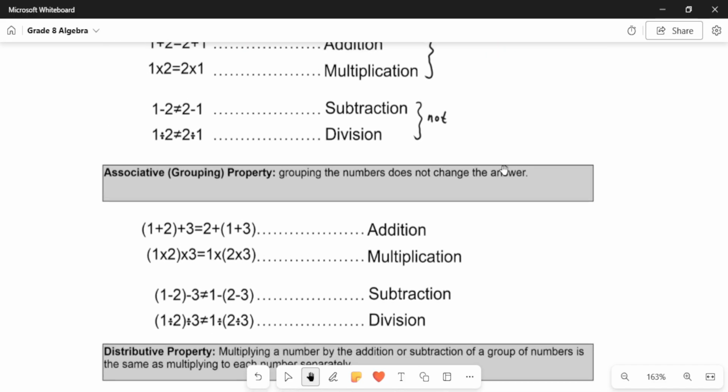Then we have the associative property, which talks about grouping terms. 1 plus 2 plus 3 is the same as 2 plus 1 plus 3, right? So just grouping the terms does not change the answer. The left-hand side is equal to the right-hand side. If you have 1 times 2 times 3, it is the same as 1 times 2 times 3. So therefore, addition and multiplication are associative. However, when we do that with subtraction and division, we do not get the same answer.